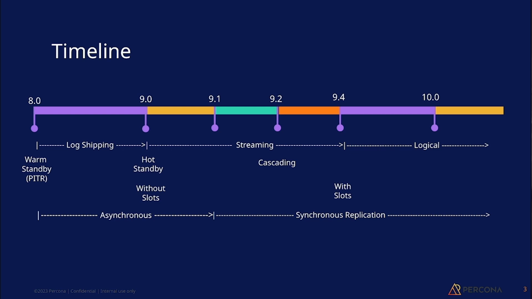Between 9.0 and 9.4, we had streaming replication, which was dominated, without slots. 9.1, 9.2, notice the nice colors. You can tell the versions.